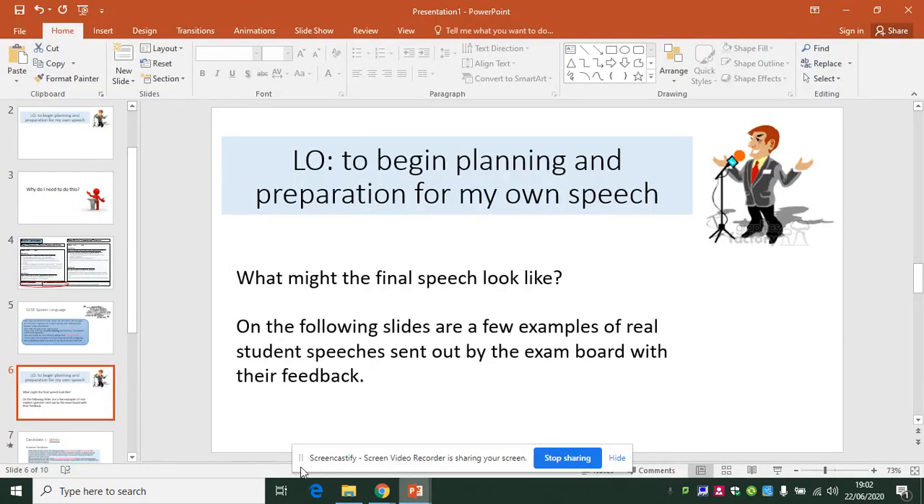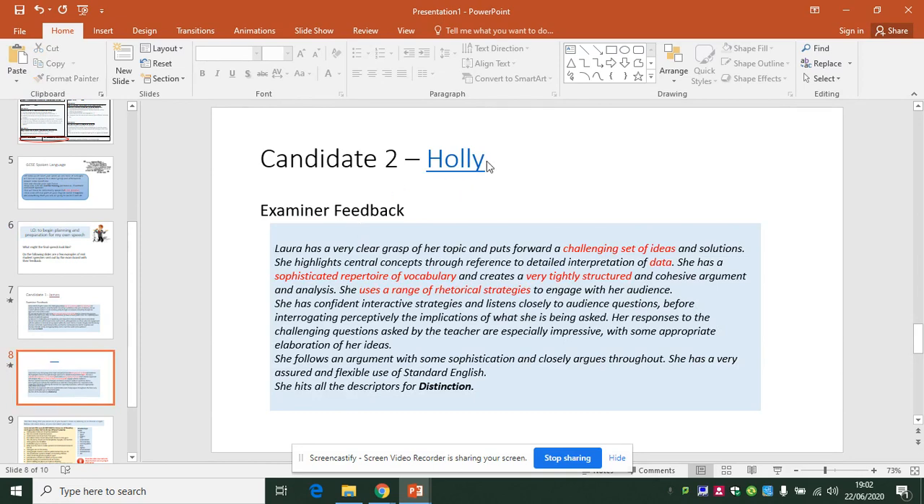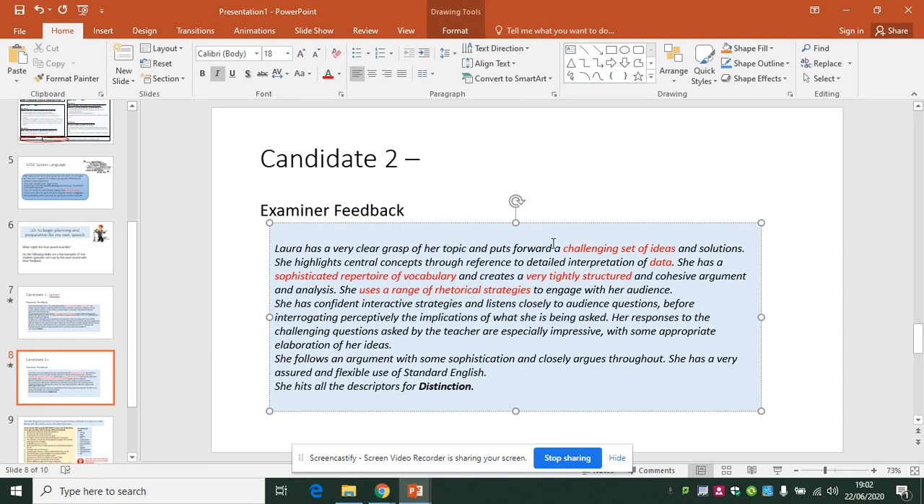Now, for anybody that thought it was better, you are right. So the name there is wrong. That should say Laura, but it says Laura has a very clear grasp of her topic and puts forward a challenging set of ideas. She highlights central concepts through reference to detailed interpretation of data. That's the research I was talking about. She's got a sophisticated repertoire of vocabulary and creates a tightly structured and cohesive argument. She also uses a range of rhetorical strategies. Rhetorical strategies is just what you've been practicing, all the persuasive writing.